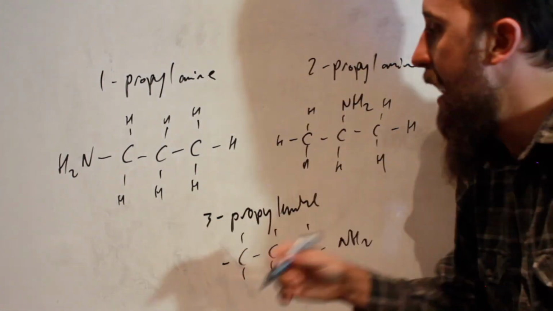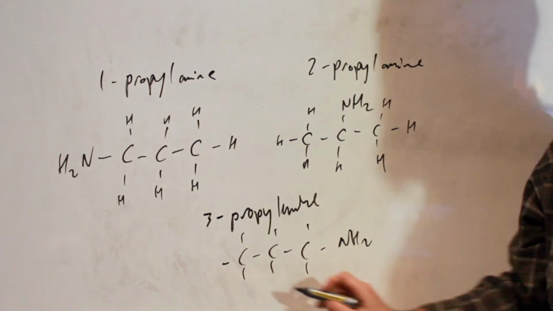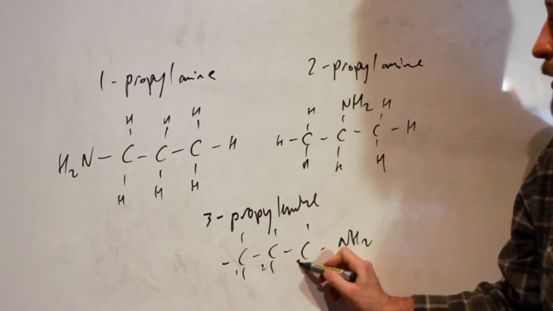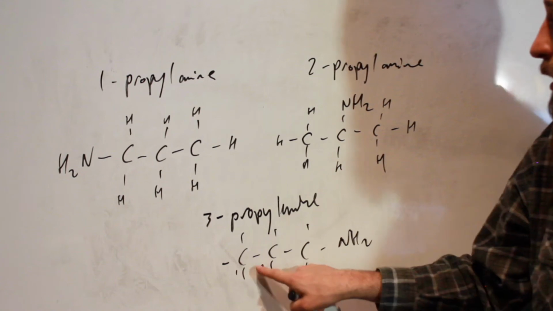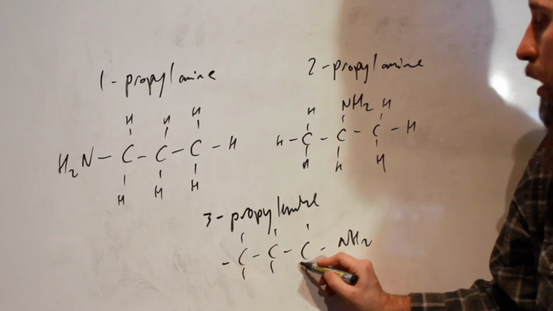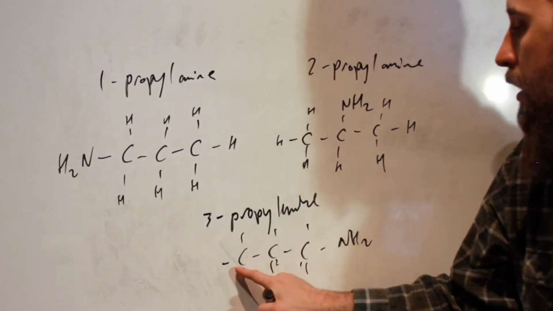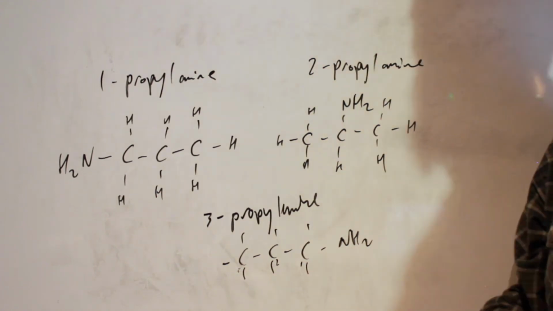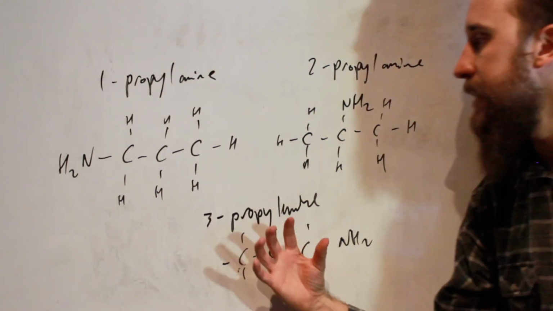We need to have the number be the smallest number. So if we count from this way, 1, 2, 3, that would give us 3-propylamine, but that would be incorrect. In fact, we want to put the 1 there, 1, 2, 3. So it's on carbon number 1. So really, all 3-propylamine is just 1-propylamine.